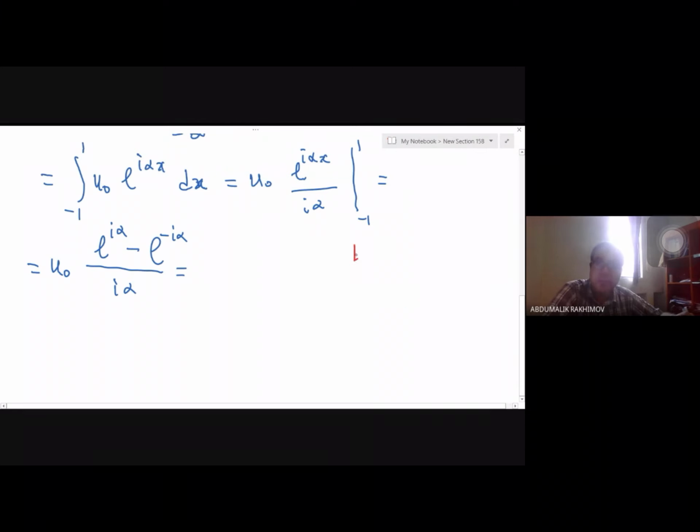What is Euler's formula? Just to remind you Euler's formula from Math 1. Exponent iota alpha is equal to cosine alpha plus iota sine alpha, right? This complex number you can write like this. Cosine alpha is this complex expression of this exponent, right? And also it follows that the absolute value of this is equal to root of cosine square alpha plus sine square alpha, which is equal to 1.